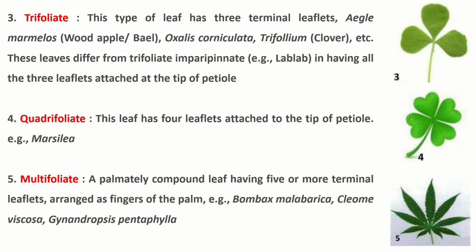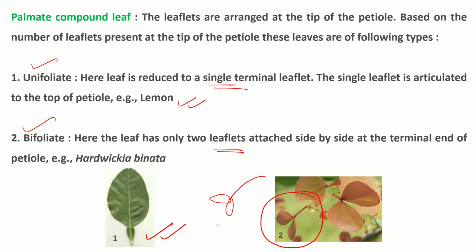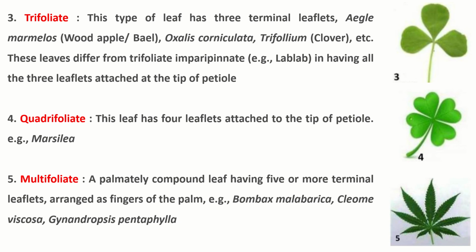Now coming to trifoliate. This type of leaf has three terminal leaflets. Here you had two, here you have three. Okay, wood apple or Aegle marmelos, Oxalis corniculata, Trifolium, etc. All these have these type of trifoliate leaves. These leaves differ from trifoliate imparipinnate in having all the three leaflets attached at the tip of the petiole. See here at the tip of the petiole. This is the tip of the petiole. All the three leaflets are attached at the tip of the petiole.